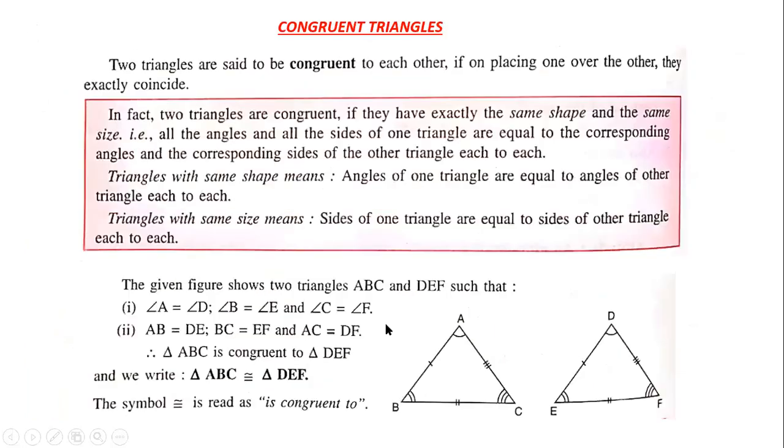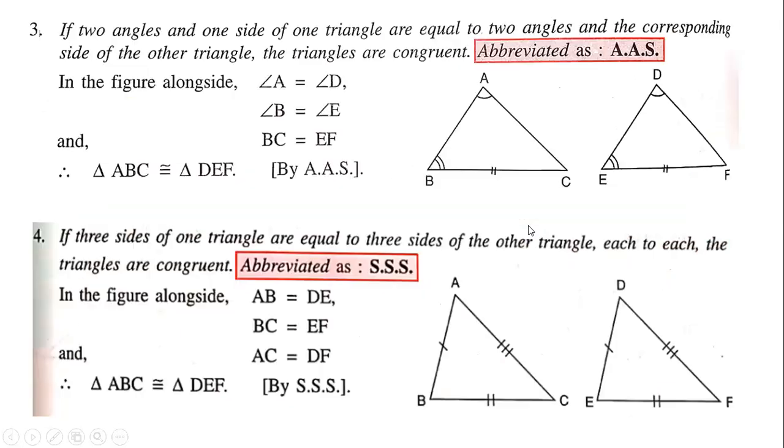If you remember, we have done this thing. Triangles with same size. Sides of one triangle are equal to sides of another triangle. Here we again have two triangles ABC and DEF. AB is equal to DE, BC is equal to EF, AC is equal to DF. That means all three sides are equal to the three sides of another triangle. So by using SSS, we can say that these two triangles are congruent.